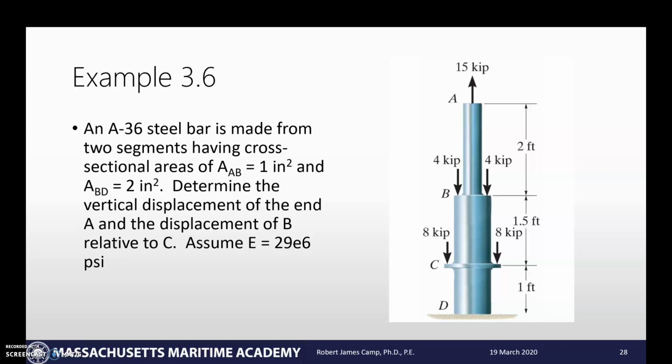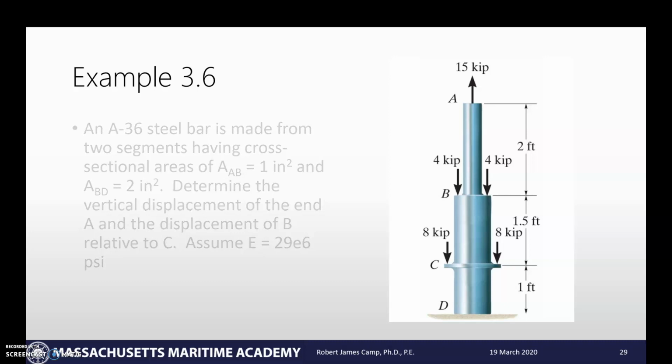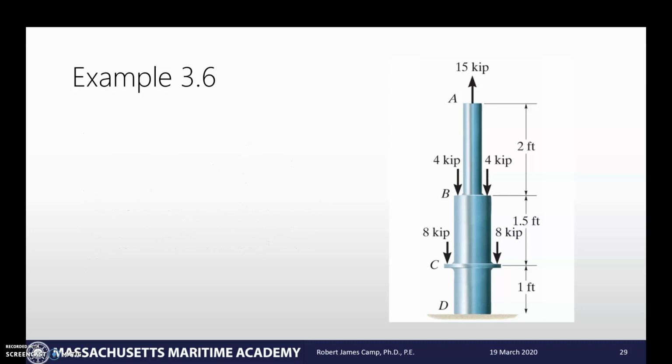And this is A36 steel, so we're assuming that we have a modulus of elasticity of 29 times 10 to the 6th psi. So we're going to use our deformation is equal to the sum of the PL over AEs to solve this. First thing that we need to do, though, is calculate those internal loads.